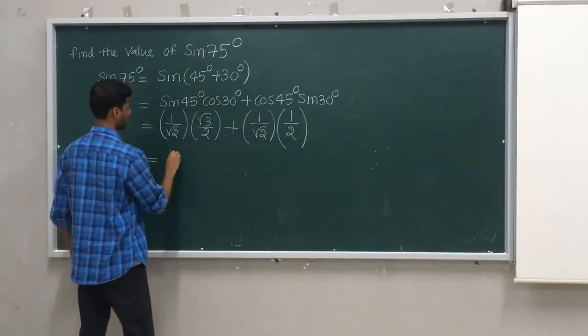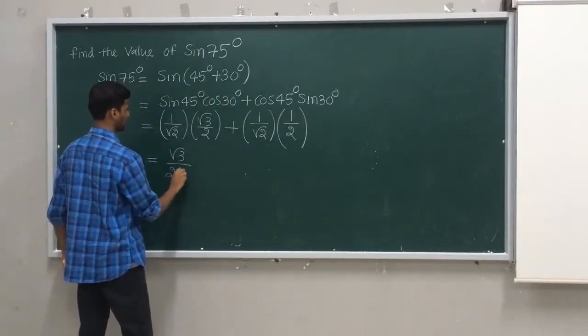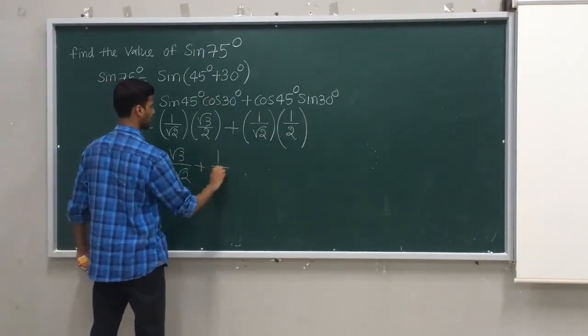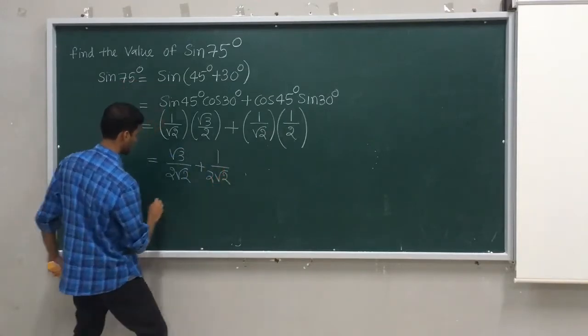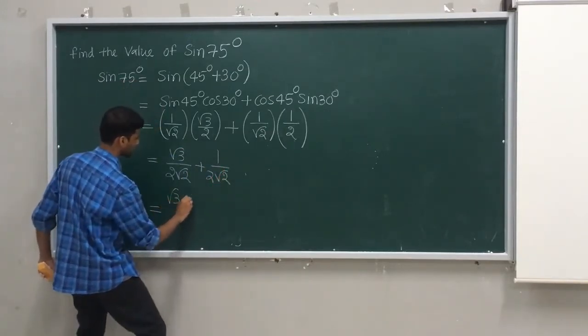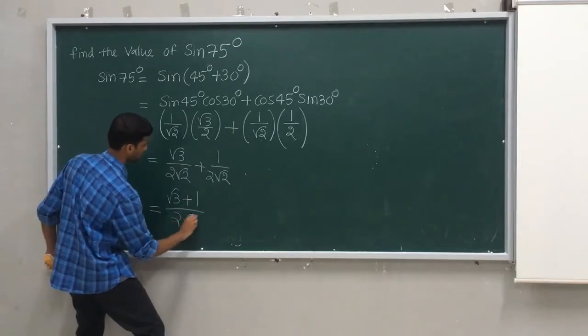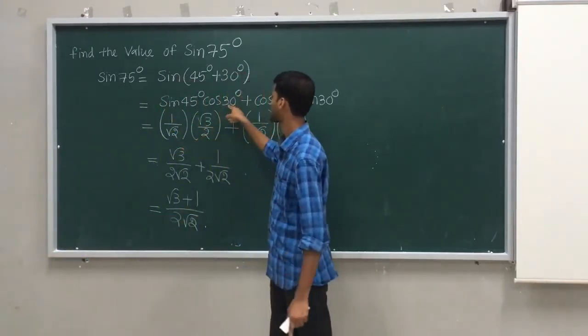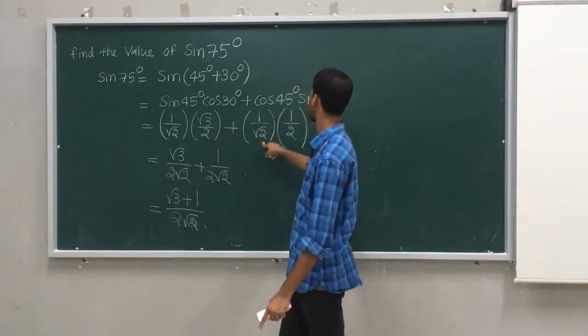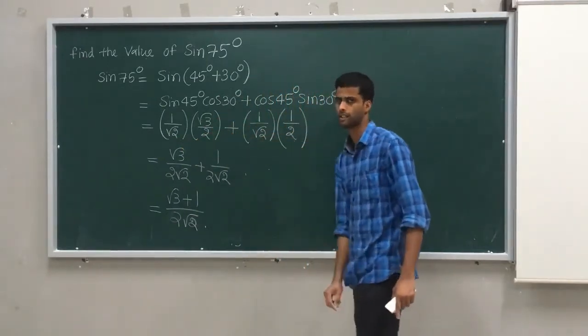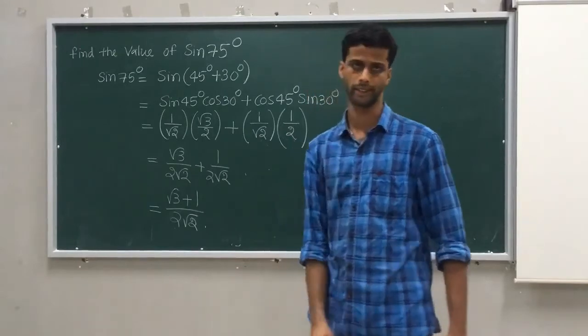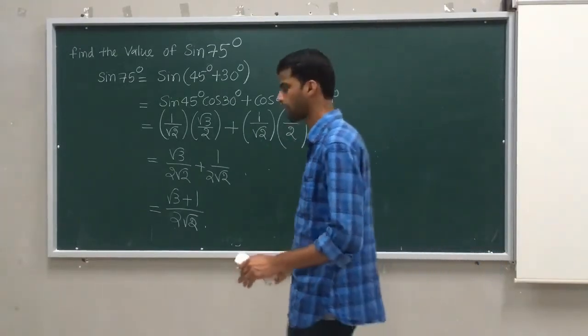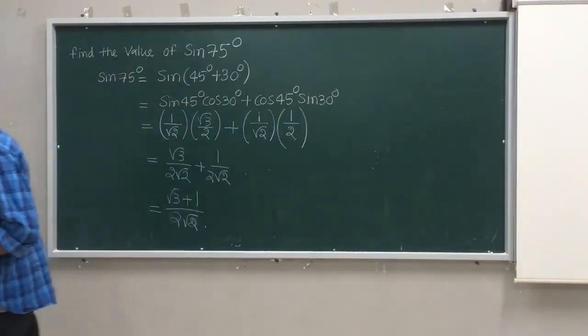So when you simplify, it is root 3 by 2 root 2 plus 1 by 2 root 2. The denominator is the same, so root 3 plus 1 divided by 2 root 2. Because we all know the values 1 by root 2, cos 30 is root 3 by 2, 1 by root 2 and 1 by 2. When you take these and simplify, you will get an answer like this. Okay, so that's the way. Let me take another interesting question.